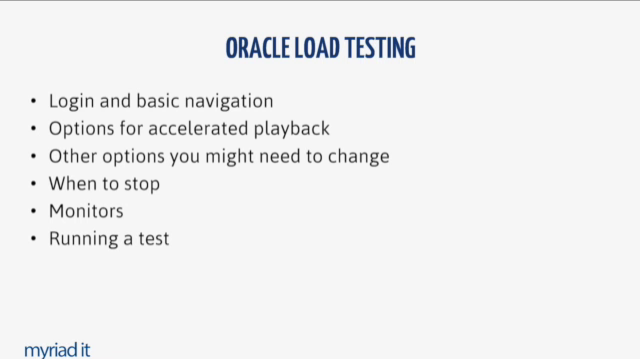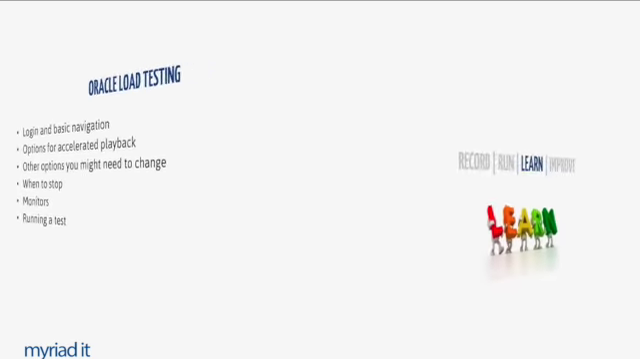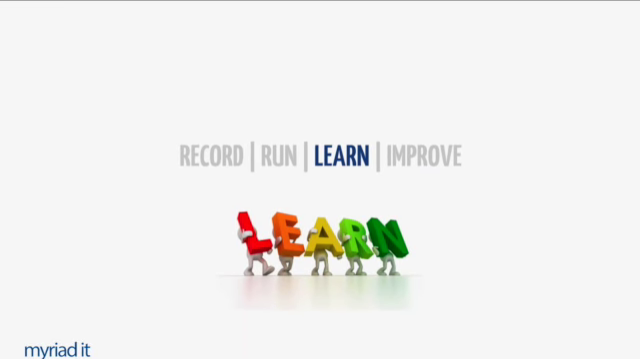Then there's many other changes that you might want to make. I've had to make timeout changes before. I didn't for this particular scenario. We looked at when the script's going to stop, so how many iterations of the script or how long you want it to run for. We looked at all our server stat monitoring and also the execution of the test. So now what are we going to do? We're going to look at some learning and see what we can learn from the results.